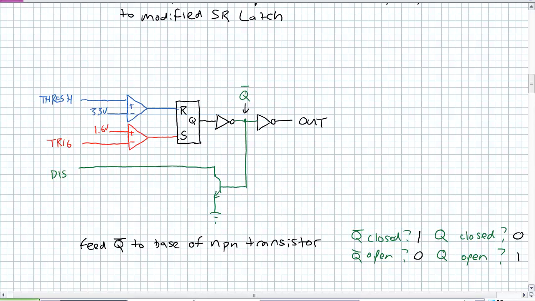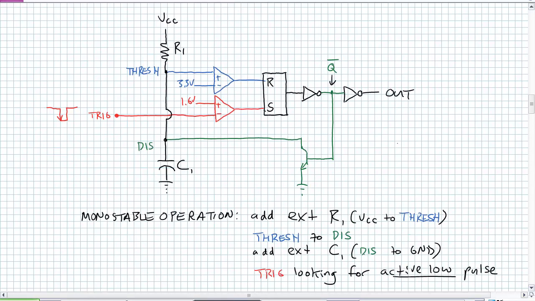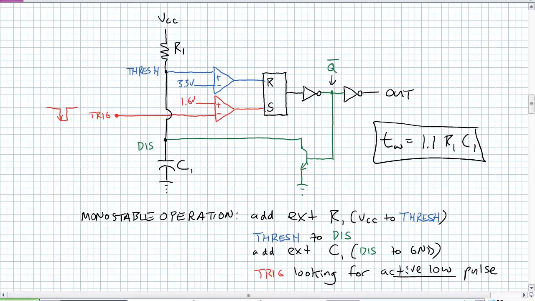So let's actually go into monostable operation. For monostable operation, we're going to take an external resistor R1 and an external capacitor C1, and see how the output behaves with reference to an active low trigger. And I'm going to give you the punchline right up front. Basically, the output is going to go high at the same time that the active low trigger goes low, and the output will stay high for a pulse width of TW = 1.1 times R1 C1. You should be able to remember that.